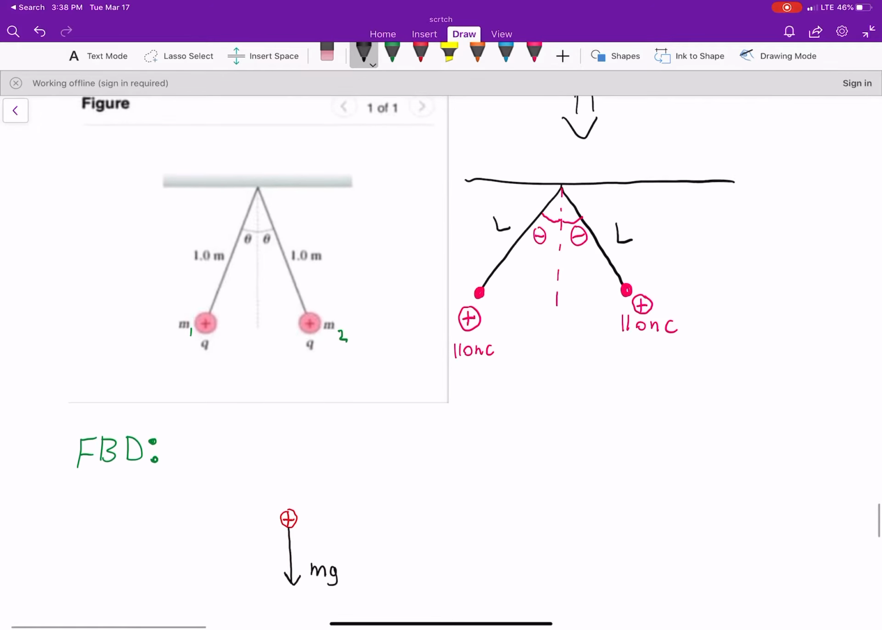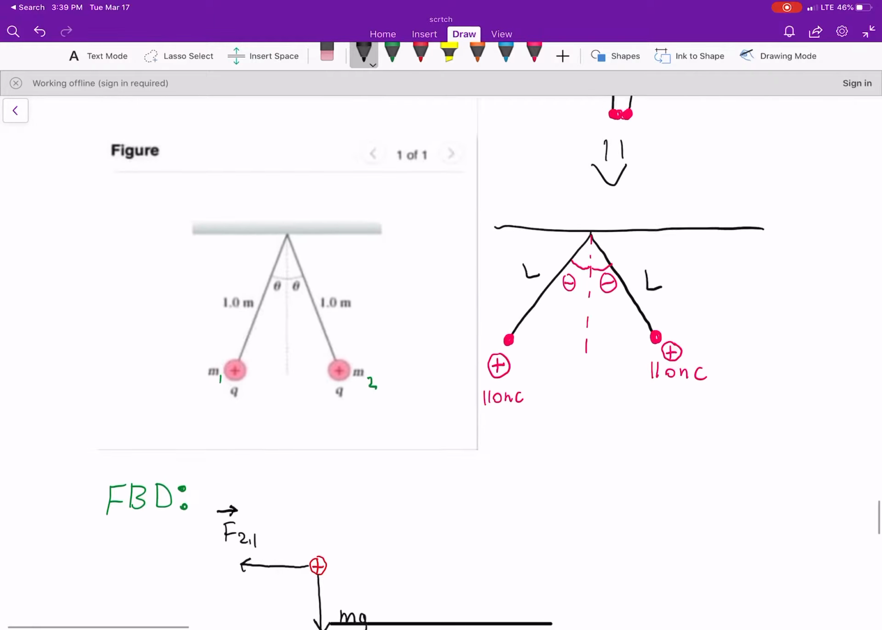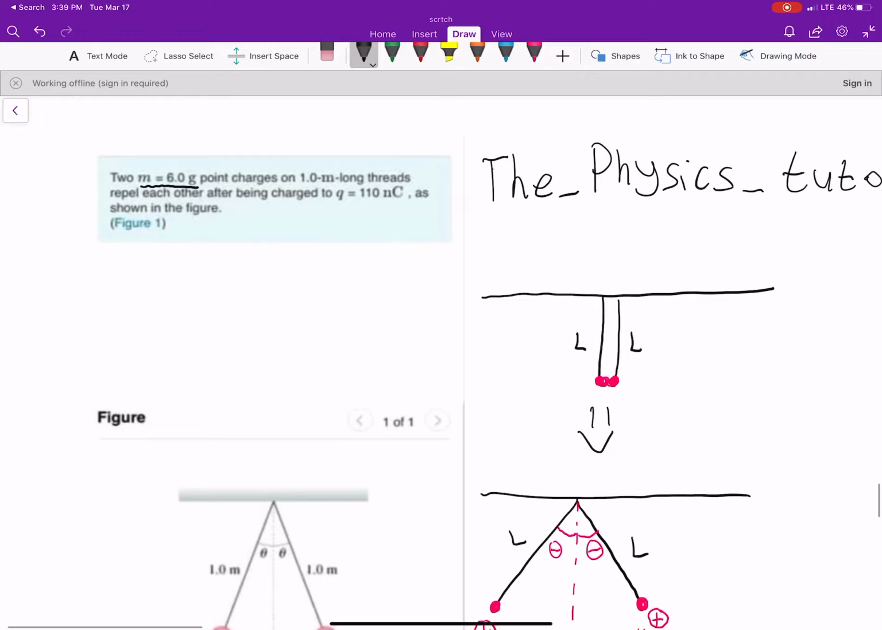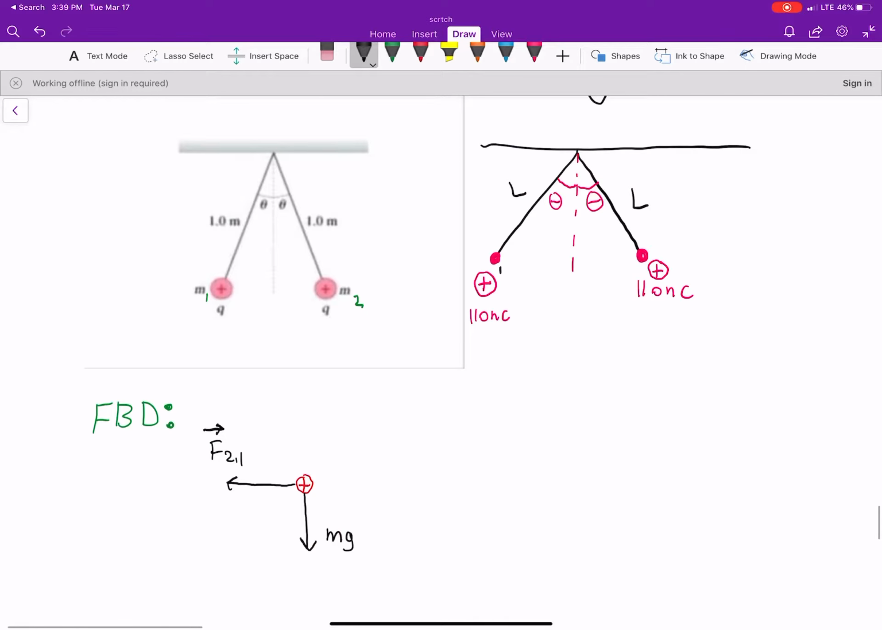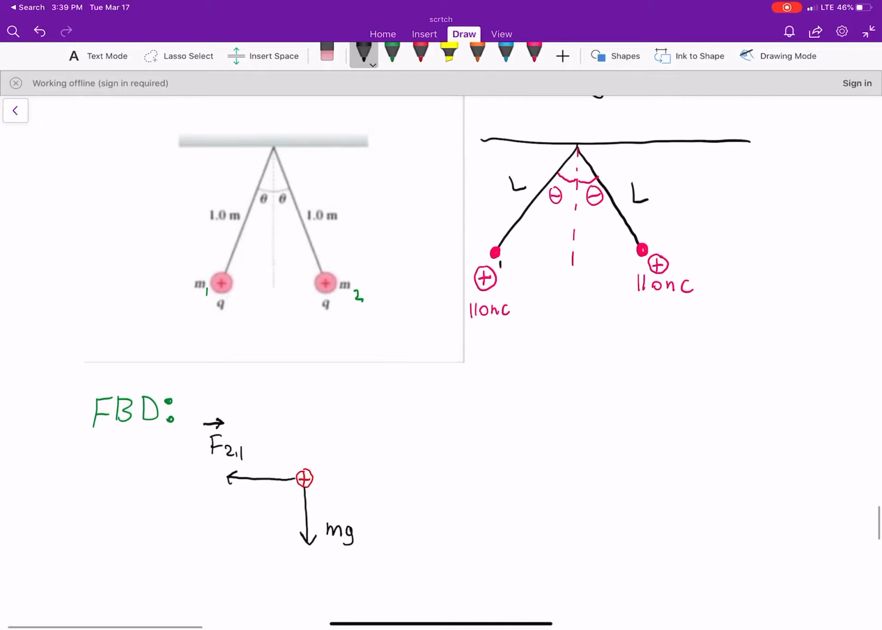Are there any other non-contact forces? Well, yeah, right? We have the force from 2. They're repelling each other. The force, I'll just say force of 2 onto 1. That's what moved it from here to here. And then we have a tension force, which has components. So this is tension. This is that angle theta.